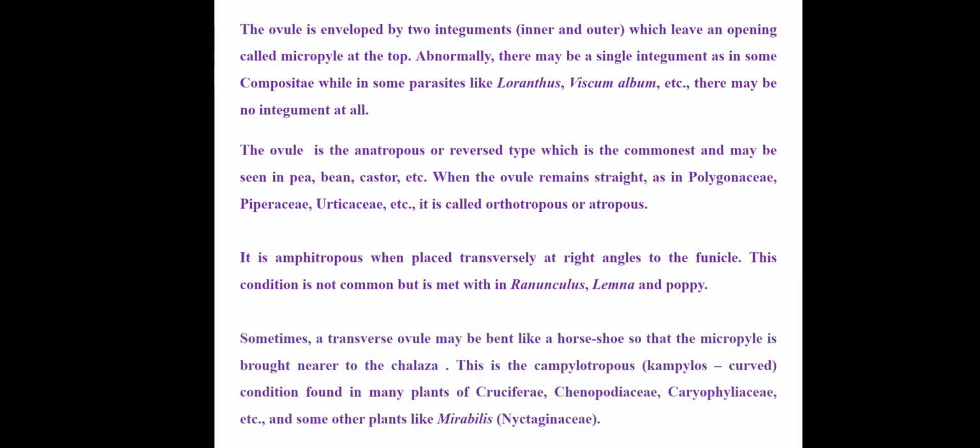Sometimes a transverse ovule may be bent like a horseshoe, so that the micropyle is brought nearer to the chalaza. This is the campylotropous or curved type, a condition found in many plants of Cruciferae, Chenopodiaceae, Caryophyllaceae and some other plants like Mirabilis, which is a member of the Nyctaginaceae family.